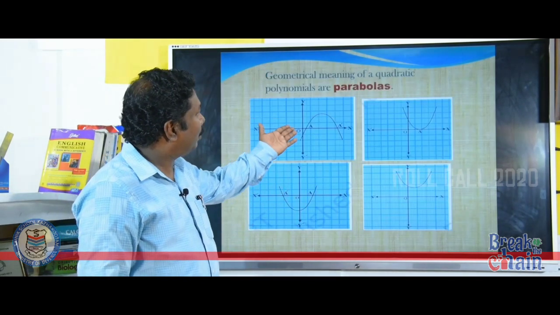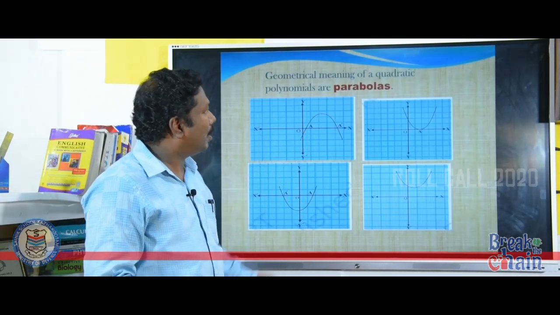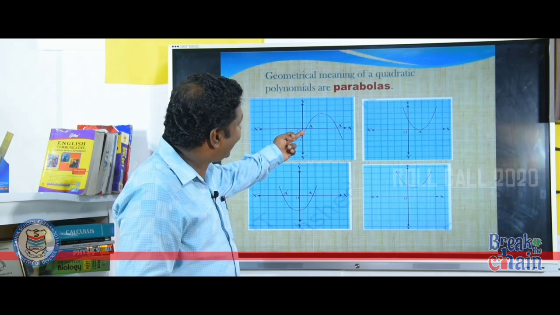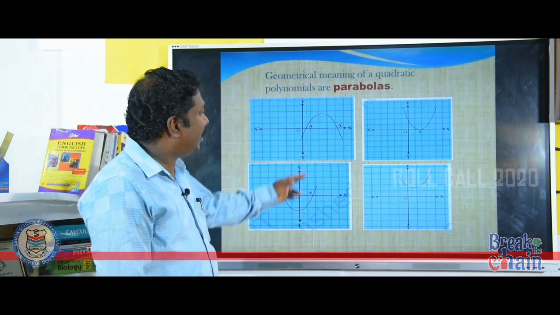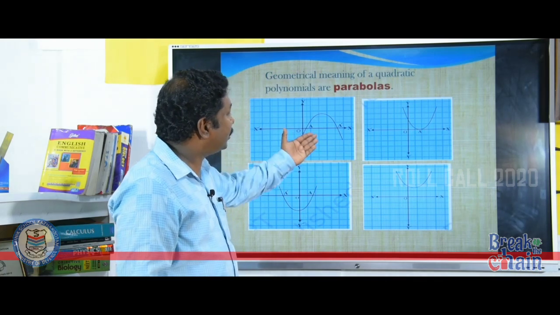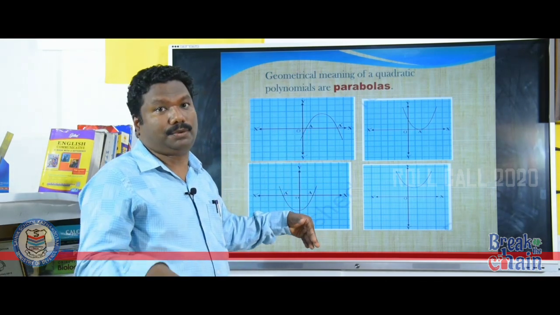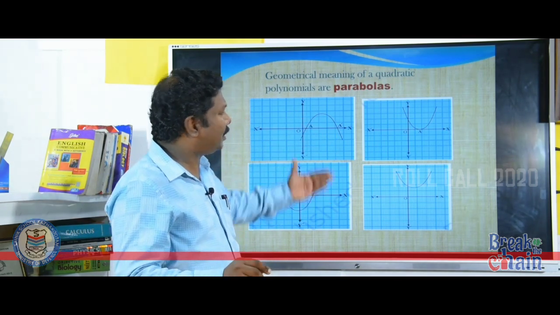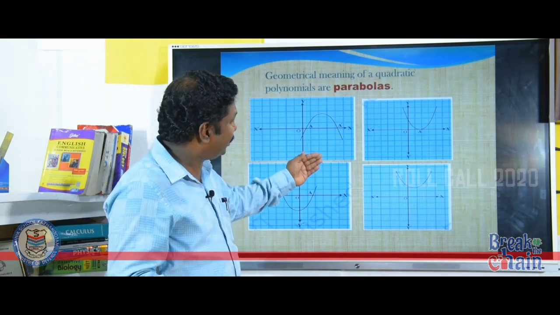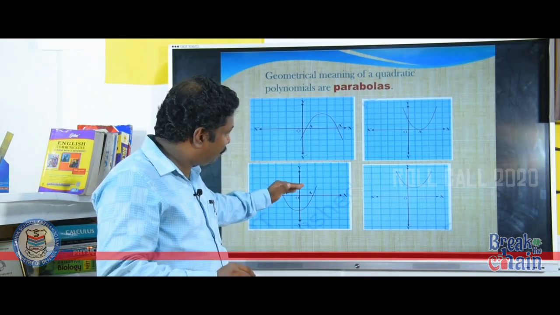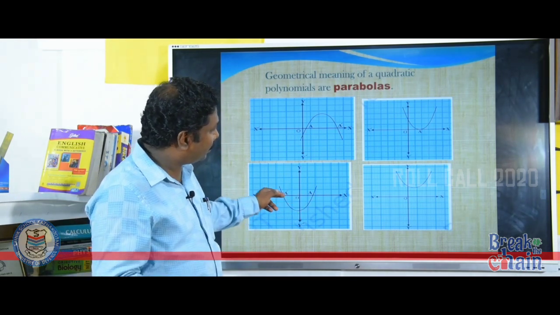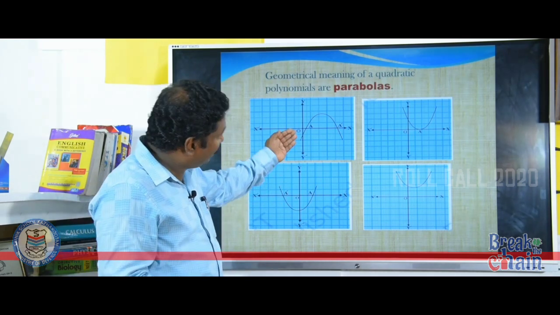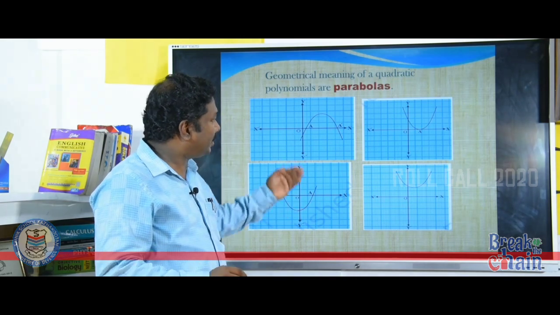I will show you the figure. The geometrical meaning of a quadratic polynomial, everybody knows, is a parabola. See the first figure: the first parabola touches the x axis at 2 distinct points, say A and A dash. Its corresponding x coordinates are its zeros. Similarly, the bottom one, the second one, also touches the x axis at 2 distinct points. That means this parabola has two zeros.